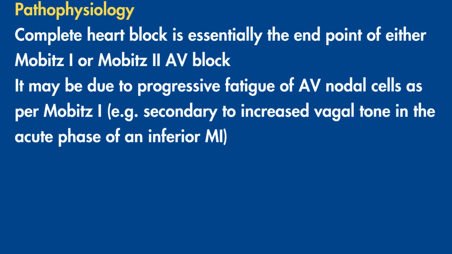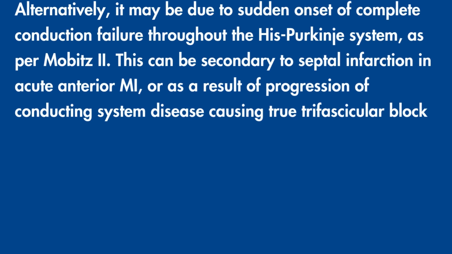Pathophysiology of complete heart block. Complete heart block is essentially the end point of either Mobitz 1 or Mobitz 2 AV block. It may be due to progressive fatigue of AV nodal cells as per Mobitz 1, for example, secondary to increased vagal tone in the acute phase of an inferior MI. Alternatively, it may be due to a sudden onset of complete conduction failure throughout the His-Purkinje system as per Mobitz 2. This can be secondary to septal infarction in acute anterior MI or as a result of progression of conducting system disease causing true trifascicular block. The former is more likely to respond to atropine and has a better overall prognosis.